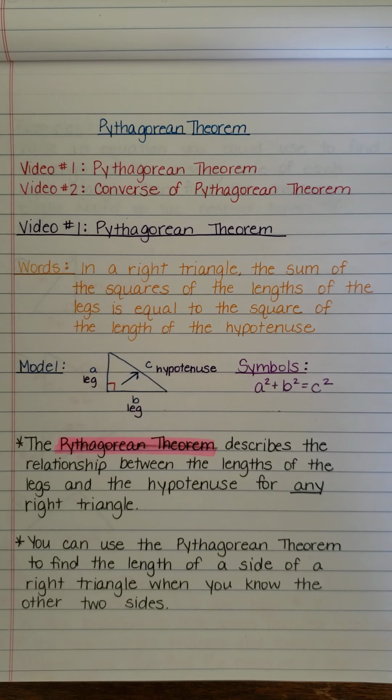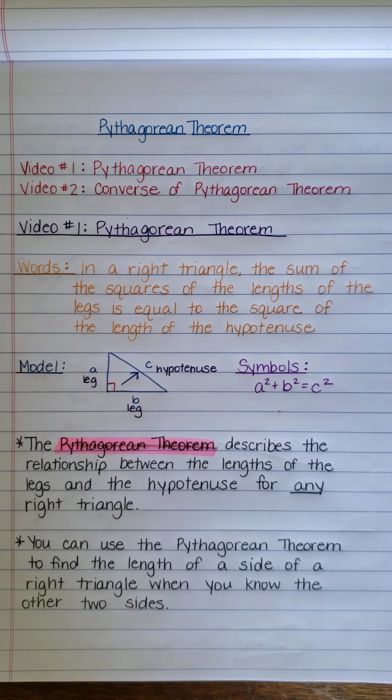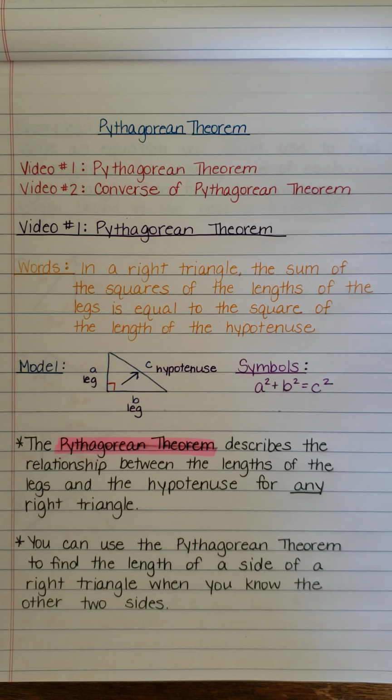So the Pythagorean theorem is going to be used in triangles. More specifically, it's going to be used in right triangles. And in a right triangle, if you know the length of at least two of the sides, you can use the Pythagorean theorem to help you find the length of the third side.